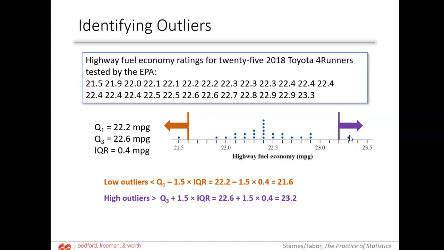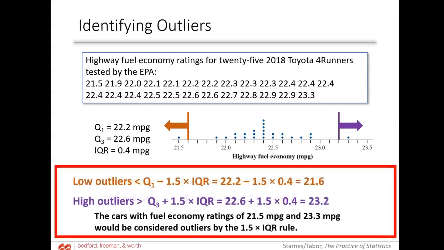Now, notice how having that visual display really helped you understand, okay, here's my cutoff. Anything above or below those were outliers. I really appreciate when people do that for me because I'm definitely a visual learner. So to interpret what's going on here, the cars with fuel economy ratings of 21.5 mpg and 23.3 mpg would be considered outliers by the 1.5 times interquartile range rule.